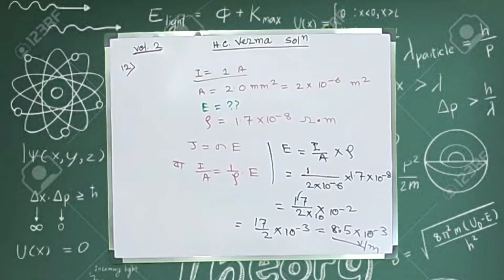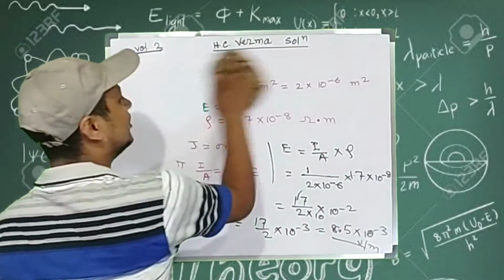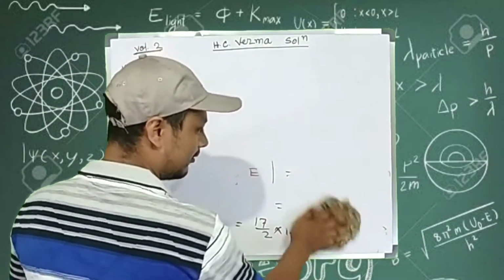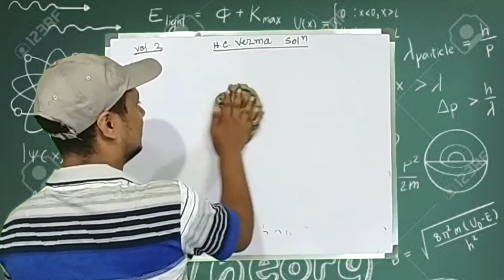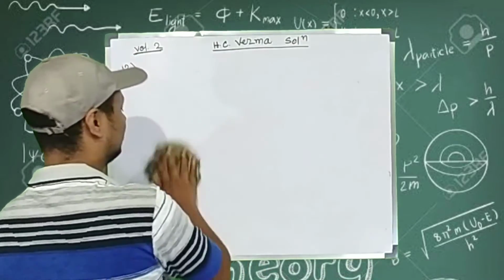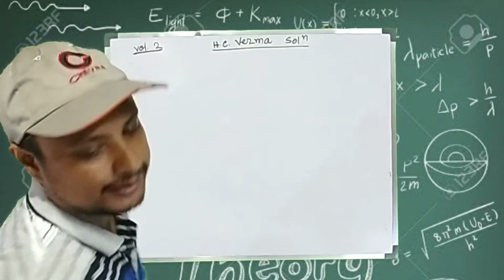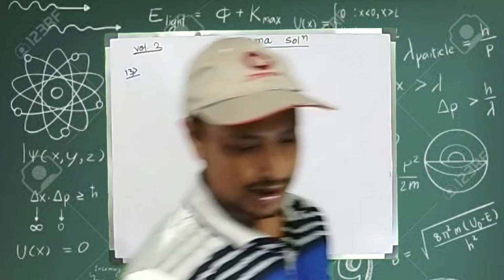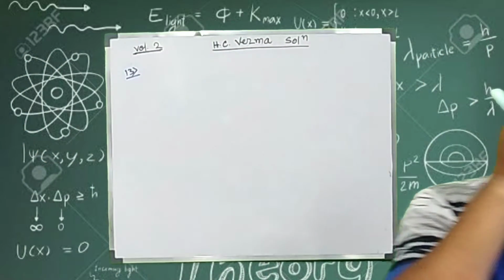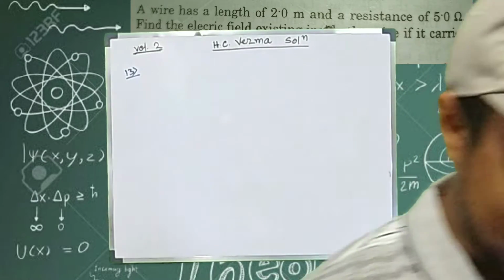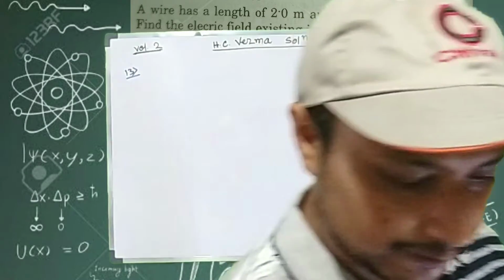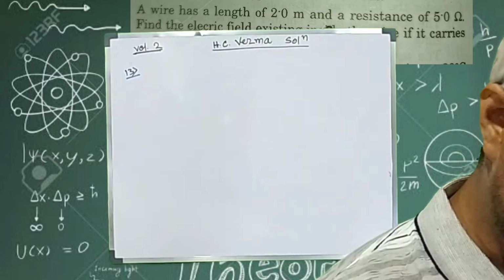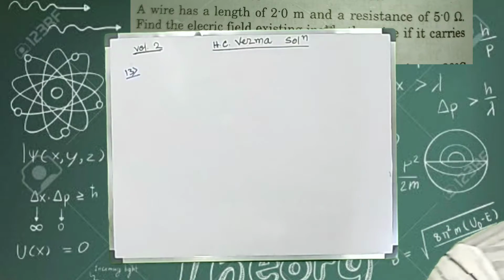Now moving to the next question. Question number 13, and the session will be very short. Just look at your screen. What does question number 13 say? A wire has a length of 2 meter and the resistance of 5 ohm. Find the electric field existing inside the wire if it carries a current of 10 ampere.